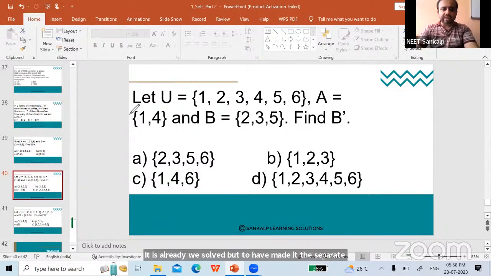So please write it down or you can take a screenshot of this. Option C is the right answer here. Now next.